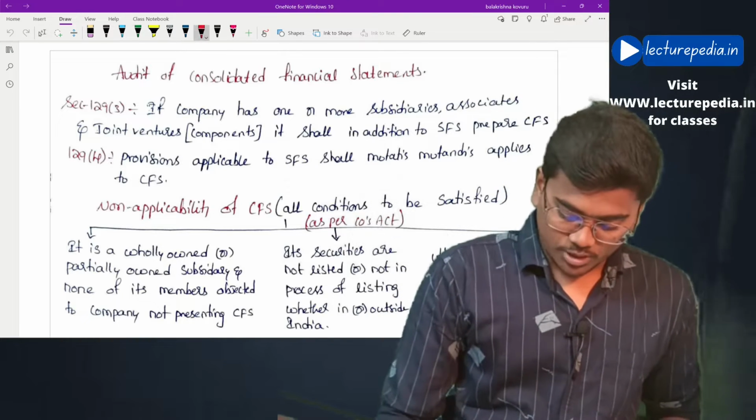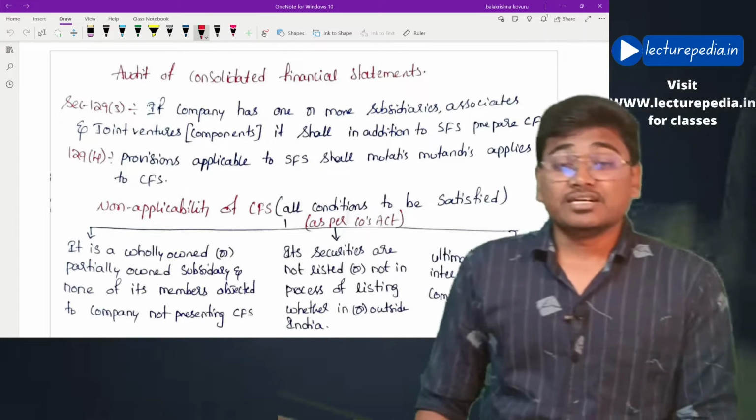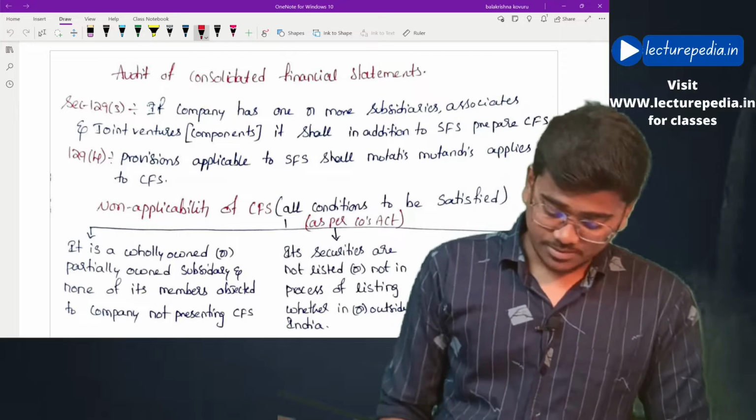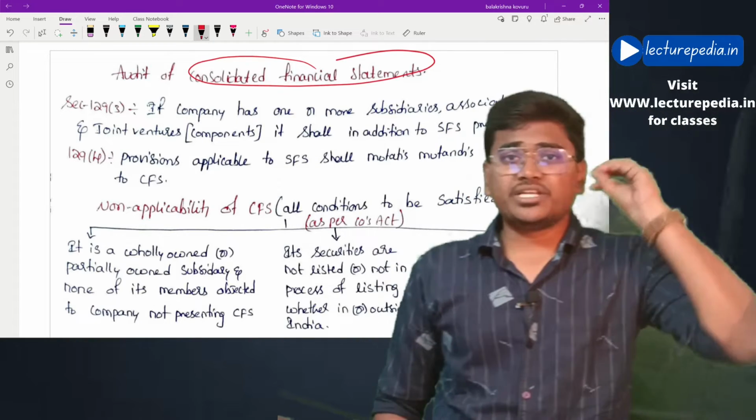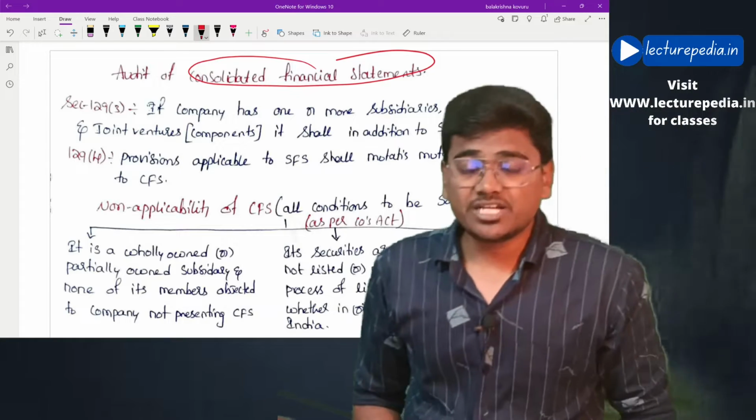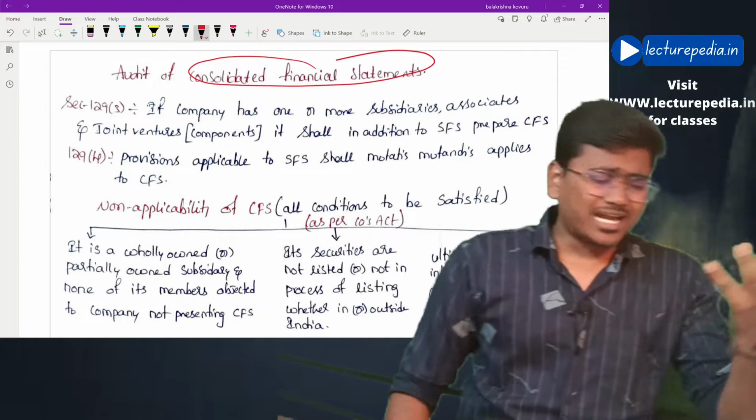Okay, now without any waste of time, let us start the revision. Audit of consolidated financial statements. What are these consolidated financial statements? Let's say there is a company A Limited. Now this A Limited is having some subsidiaries, some associates and some joint ventures.